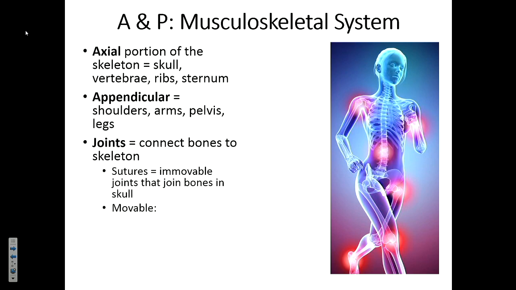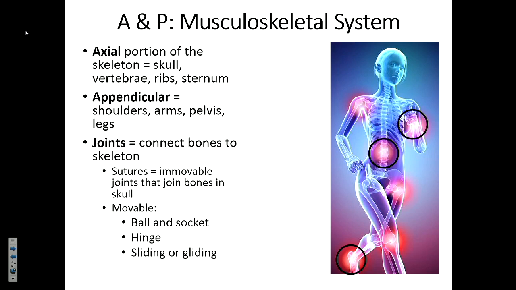We also have movable joints, and examples that you're very familiar with are ball and socket, which is going to be in your shoulder and in your hip. And then we have hinge joints. So one example is your knee, another one is your elbow, right? And then you have sliding or gliding joints. So specific examples there are going to be the bones in your wrist, the bones in your feet, your ankle area, and then also the bones that are connecting your vertebrae.